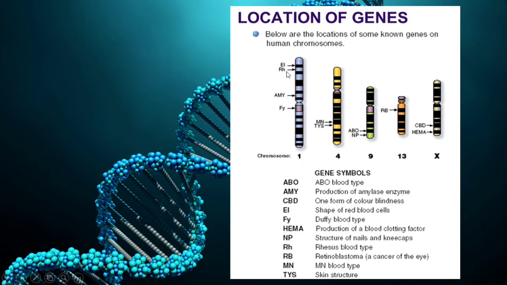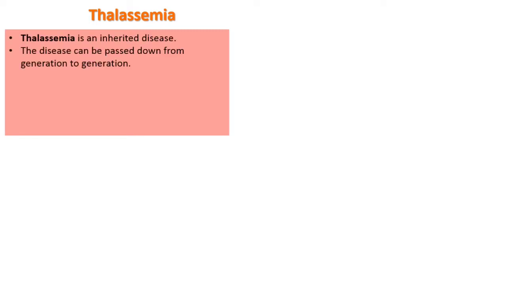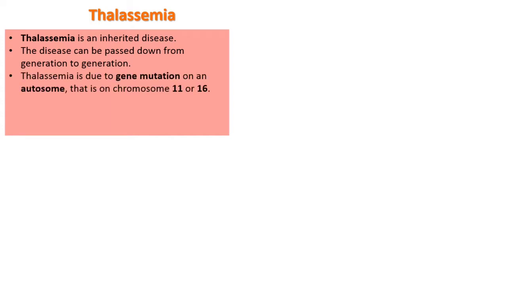Okay, so we will discuss a disease related to inheritance, which is thalassemia. How is thalassemia inherited? Thalassemia is an inherited disease. The disease can pass down from generation to generation. Thalassemia is due to gene mutation. Later we will learn about mutation in chapter 12. It occurs on the autosome, on chromosome 11 or 16. Thalassemia is due to abnormal and low numbers of hemoglobin.